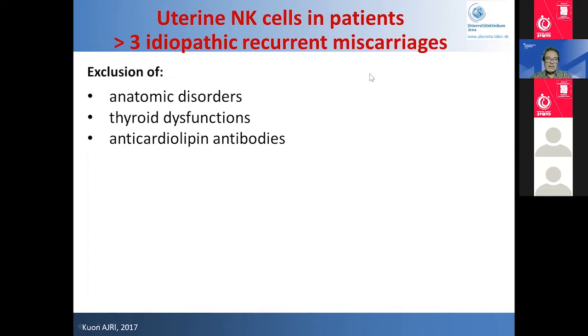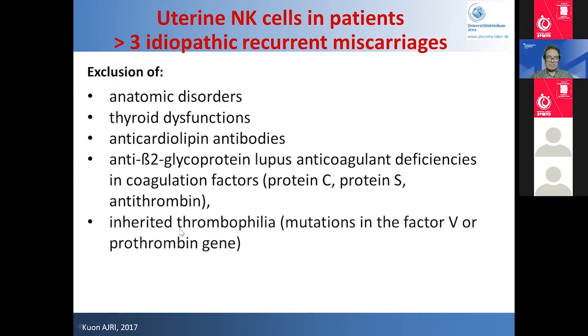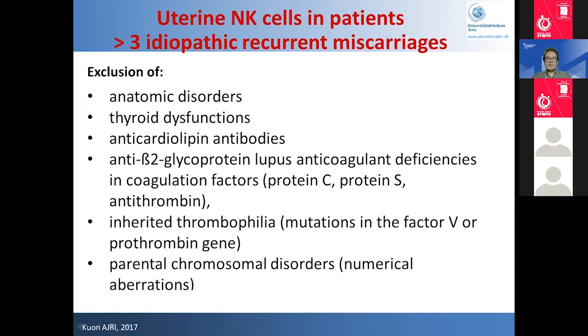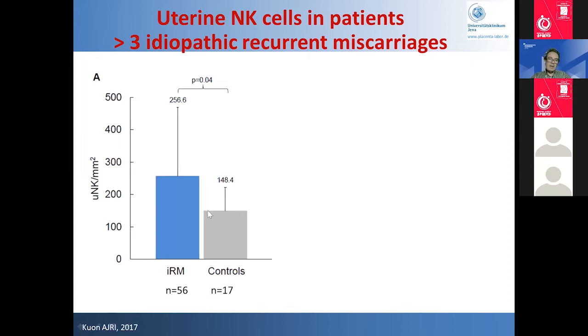These are results of a study that we have done together with partners in Heidelberg University. We have analyzed the numbers of uterine NK cells in patients with more than 3 idiopathic recurrent miscarriages, and we have excluded a lot of different factors. You see anatomic disorders, thyroid dysfunctions, autoantibodies, thrombophilia, chromosomal disorders. And at the end, we had 58 patients with idiopathic recurrent miscarriage. And the results were the following.